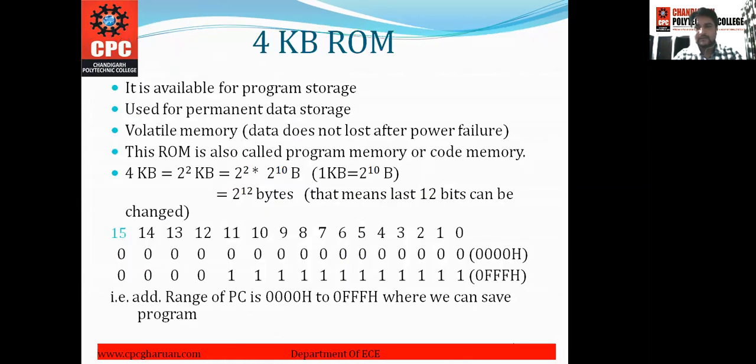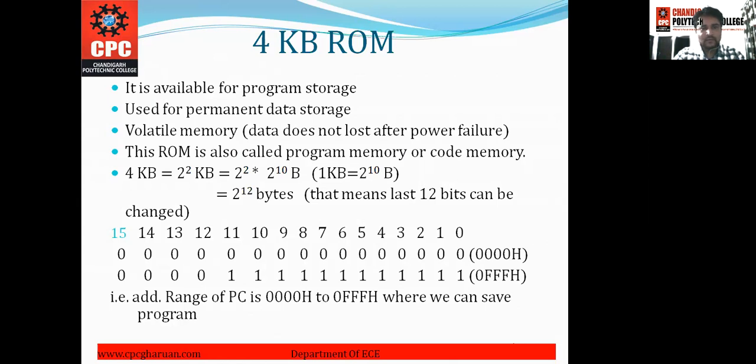Next is the 4 KB ROM of 8051. A ROM, as we all know, is available for program storage, and it is the permanent memory. Also, it is the non-volatile memory. The data doesn't get lost after power failure. That's why ROM is called the non-volatile memory. This ROM is also called program memory or code memory.